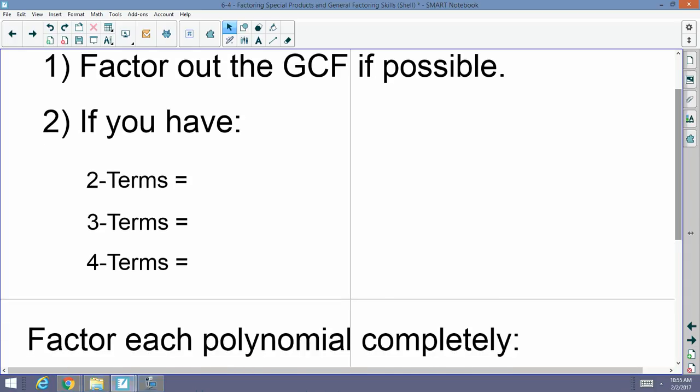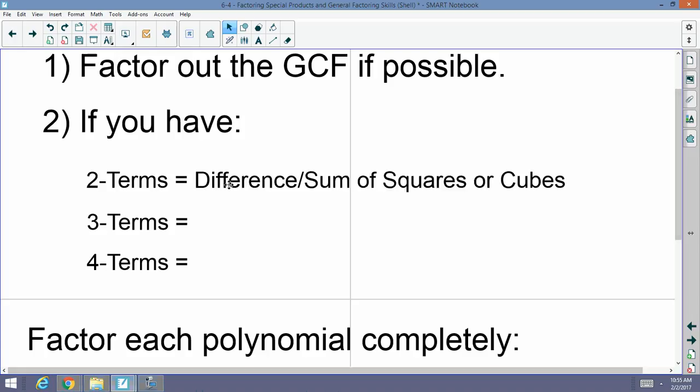If you have 2 terms, it's either going to be a difference or sum of squares or a difference or sum of cubes. If it's a difference of squares, it's x plus y, x minus y. If it's a sum of squares, it's not factorable. And then if it's a difference of cubes or a sum of cubes, then you have the schisms.